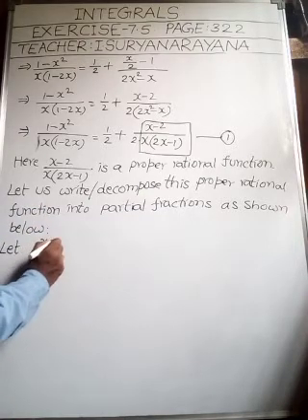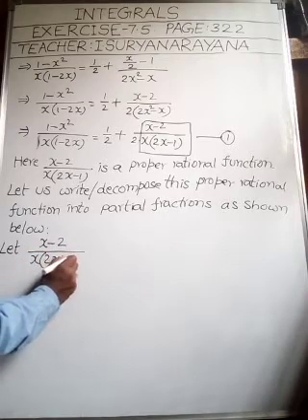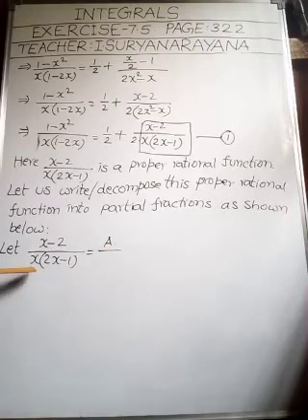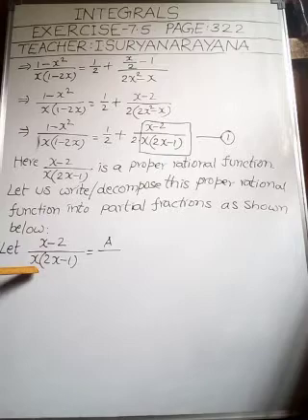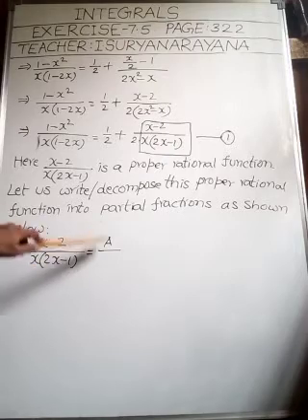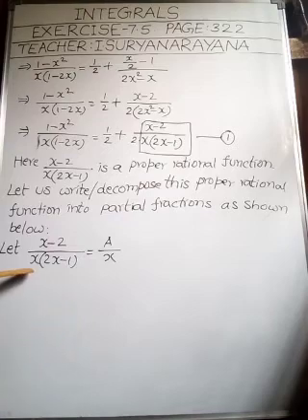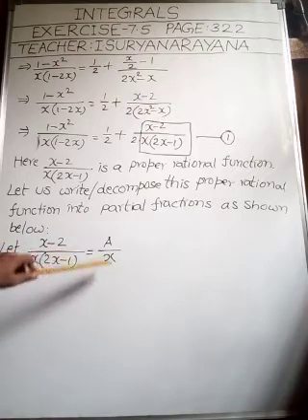Let (x minus 2) by x into (2x minus 1) is equal to... If you observe here, this is a non-repeated linear factor. This is another non-repeated linear factor. For every non-repeated linear factor, we have to write one partial fraction. So, a by x, since x is a non-repeated linear factor. Understood this partial fraction, my children?